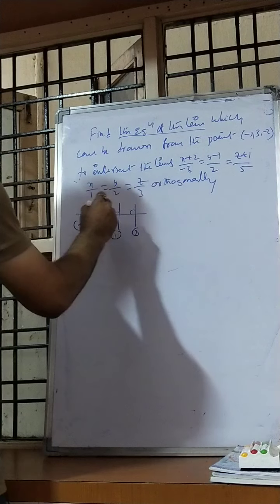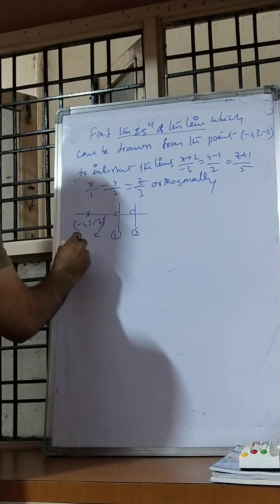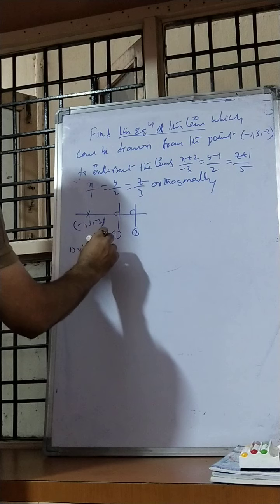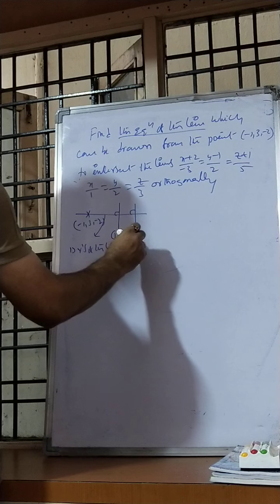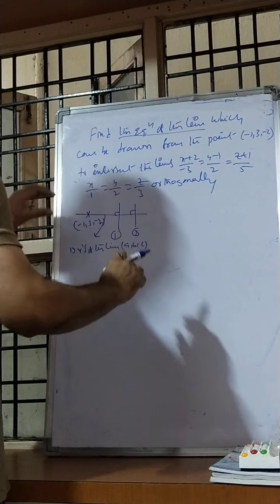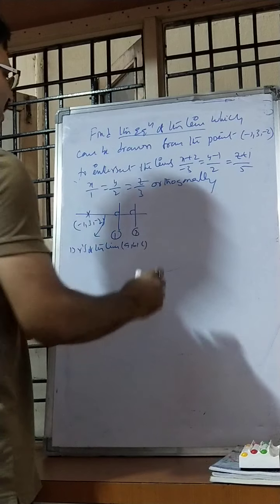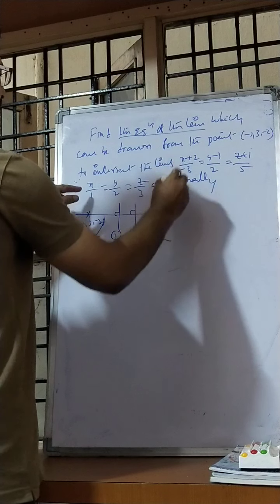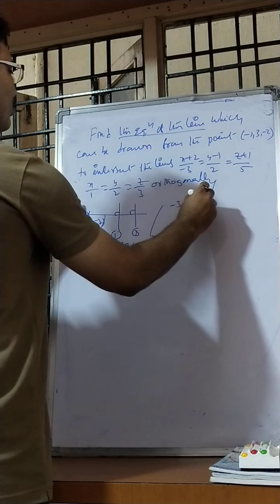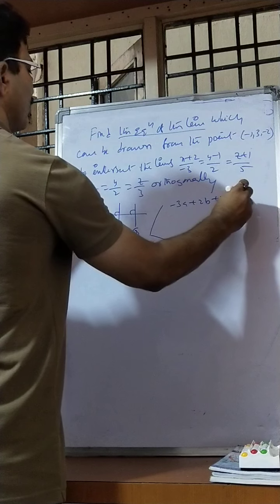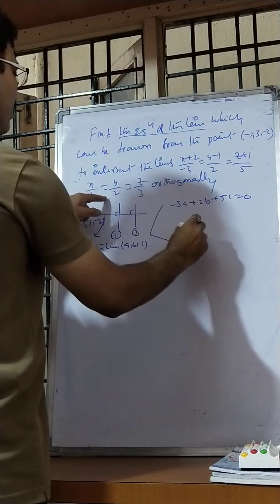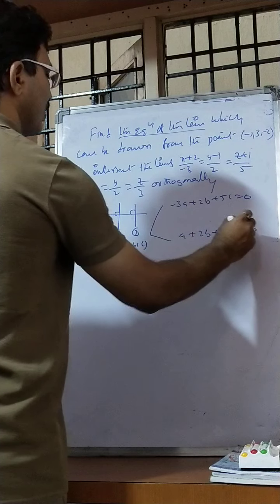To get the DRs, let us assume the DRs of the line are a, b, c. Because the line is going to cut these perpendicularly, you will get two equations: minus 3a plus 2b plus 5c equal to 0 for the first line, and a plus 2b plus 3c equal to 0 for the second line.